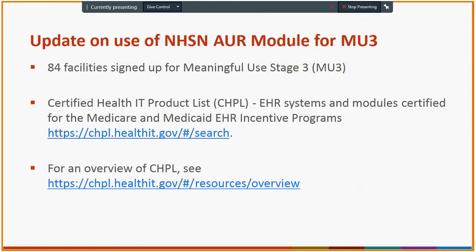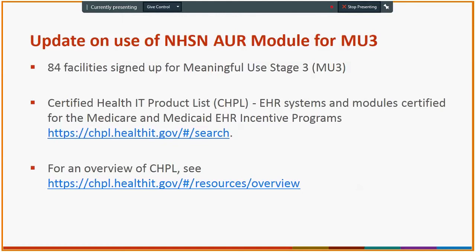As of Monday, October 9th, 84 facilities have registered their intent to submit AU and AR option data into NHSN as part of Meaningful Use Stage 3. As a reminder, reporting AU and AR option data into NHSN is just one of the ways your facilities may satisfy the Meaningful Use 3 public health reporting requirement, but it's not the only way.